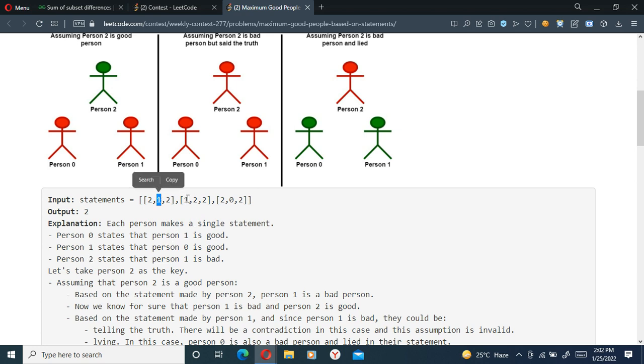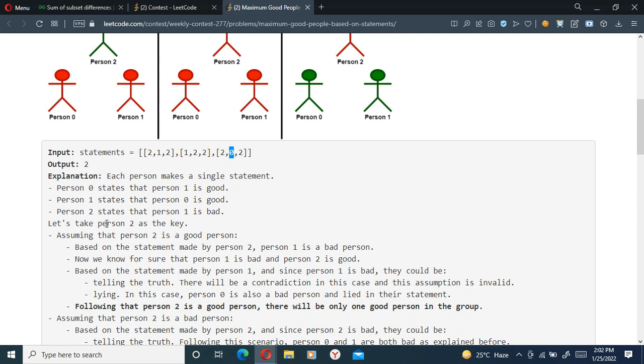Person 1 states that person 0 is good. Okay. Person 2 states that person 1 is bad. 0 means bad, right? Okay. Let's take person 2 as the key. Person 2 as the key. 0, 1, 2. Okay.